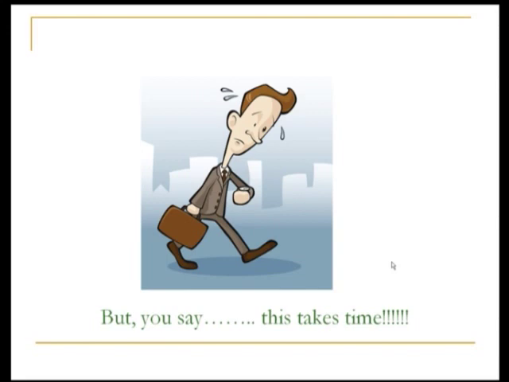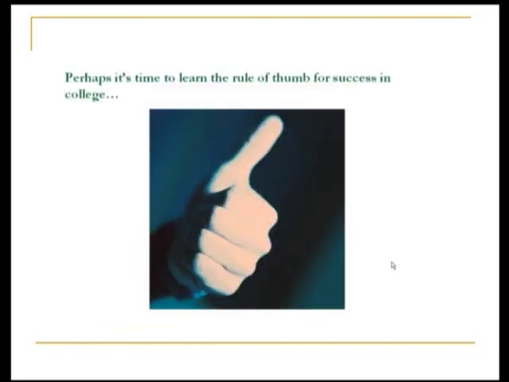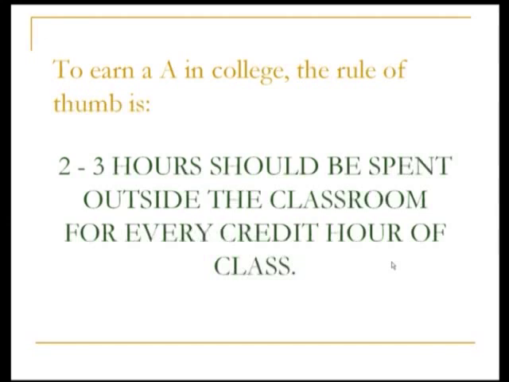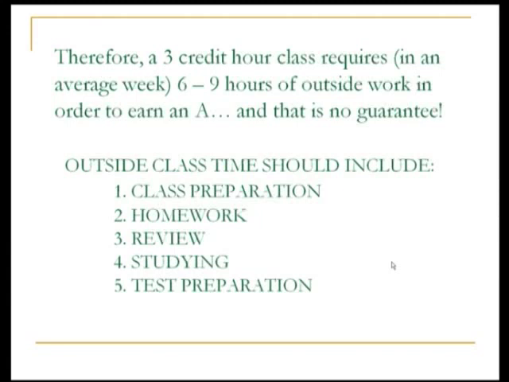But you say this takes time. Yes, it does. But perhaps it's time to learn the rule of thumb for success in college. Bad news or good news, I don't know. But to earn an A in college, the rule of thumb is 2 to 3 hours outside class for every credit hour inside class. So if you're taking a 3 credit hour class, yes, you're supposed to be spending 6 to 9 hours outside class working on the class. Therefore, you have quite a bit of things to do during that time. And there's no guarantee of an A, but it really does help if you put forth the time.